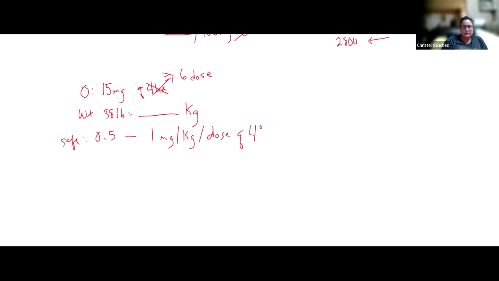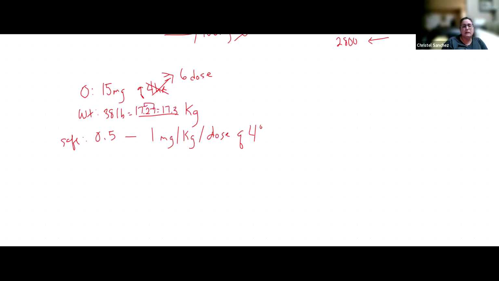So what we're going to have to do first is what? We have to convert our pounds to kilograms. So we're going to take our 38, divide it by 2.2, and we get 17.27. So what is that going to round to? 17.3, because our 7 is above 5, so we're going to increase that 2 by 1.